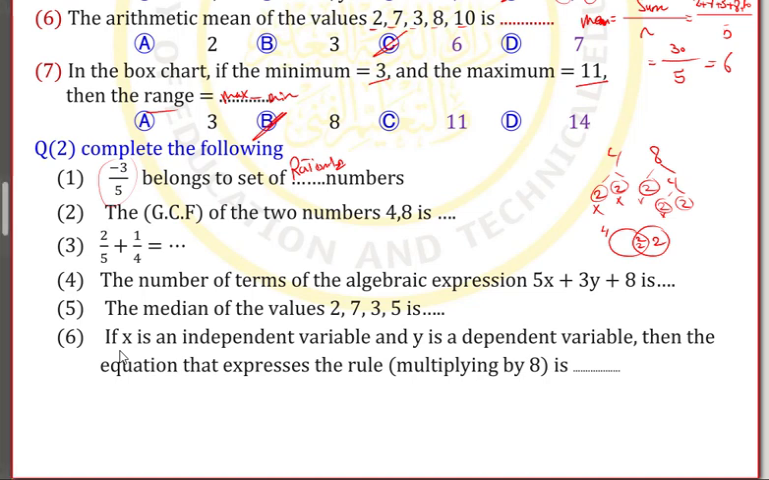GCF is the common area between the two circles, so it's going to be the multiplication of 2 and 2, which is 4. So the GCF here is 4. Let's go to question 3.